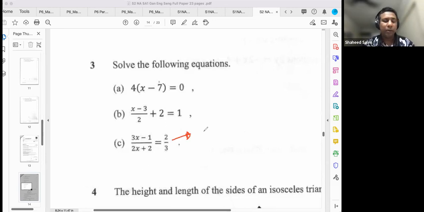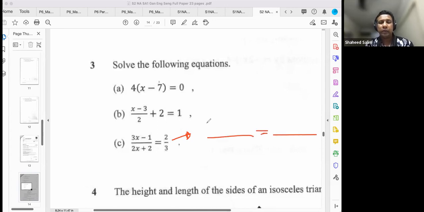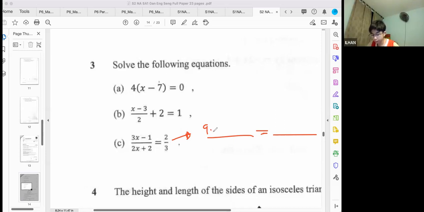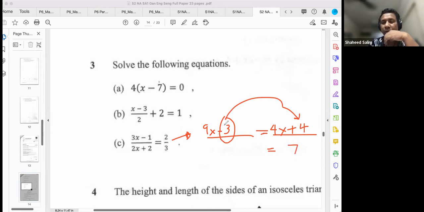You cross multiply, right? What's your expanded equation? What's on the left side? What's on the right side? 9x, correct? Minus or plus after that? Minus 1, is it? 3. Okay, then down here, 4x plus 2 plus 4 plus 4. Now you bring the -3 over, become +3, becomes 7. Correct.